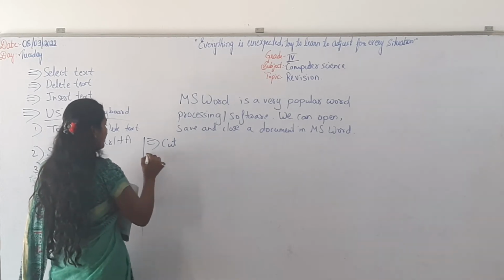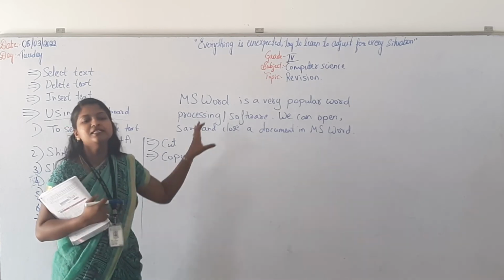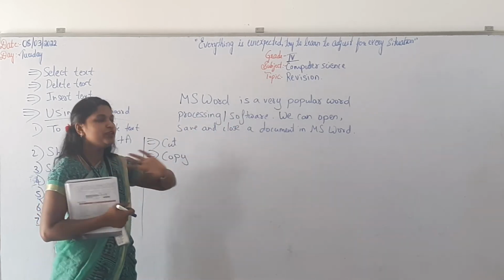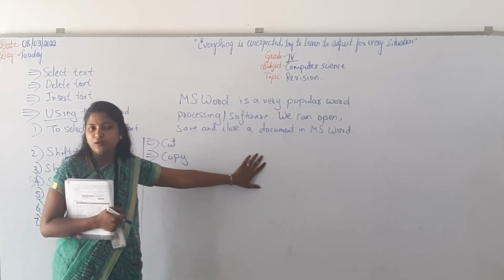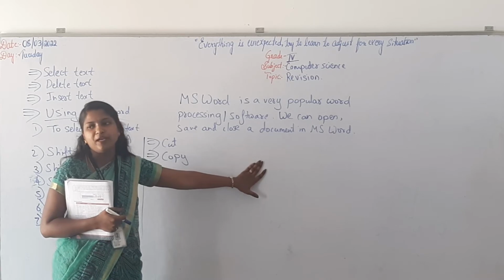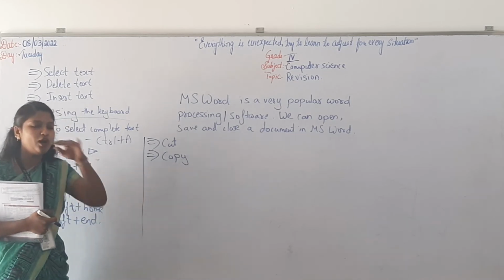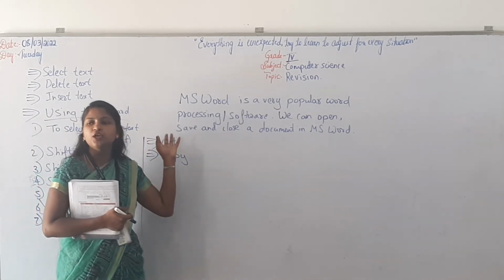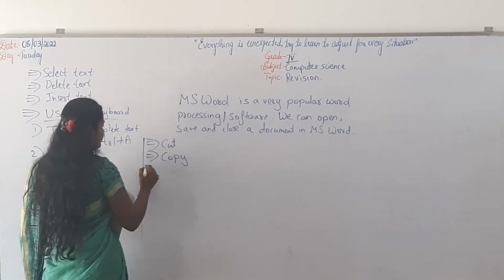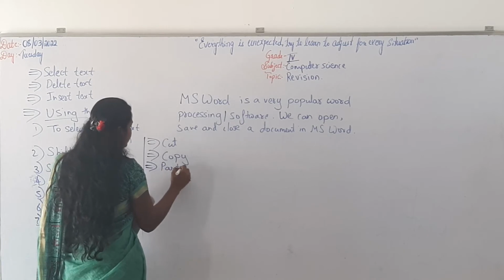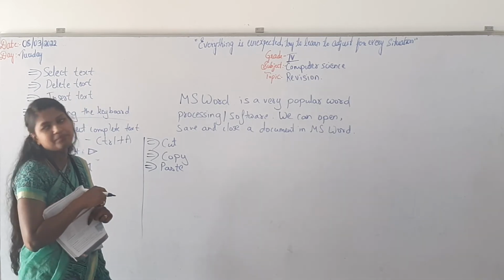Next, what is copy? Copy means the same thing you will write once again. That is called copy. So when you select this and click copy in your right click menu, you will get a dialog box where you have to select copy. When you do copy, this text will be there because you have copied it. If you want to copy this paragraph in some other file, you can open a new file and then paste. The next option is paste. This paste also appears when you right click on your mouse. A dialog box appears and you paste it.